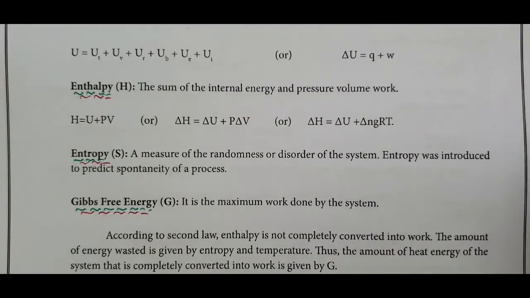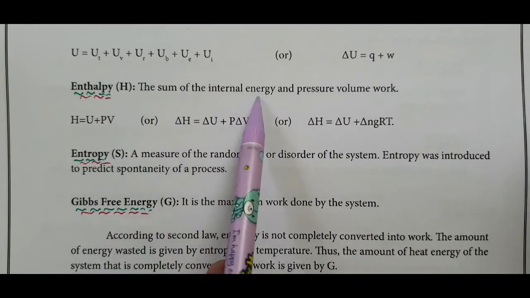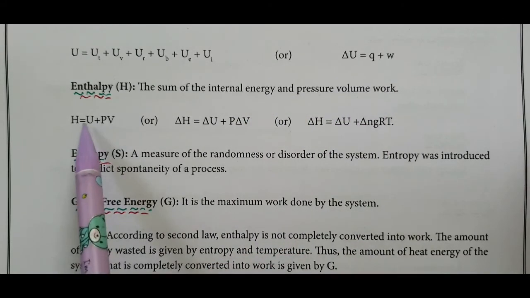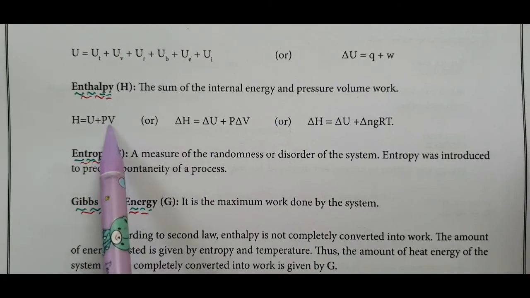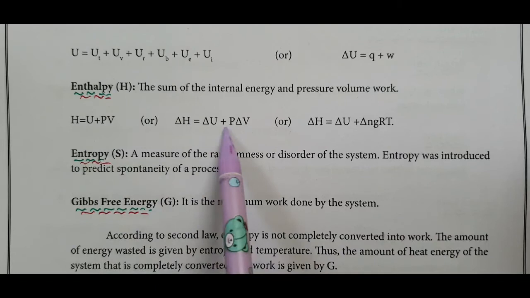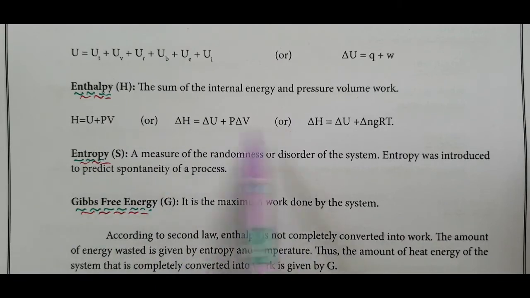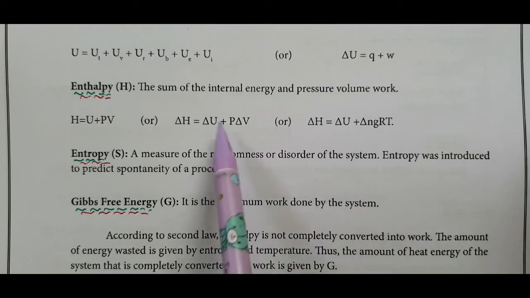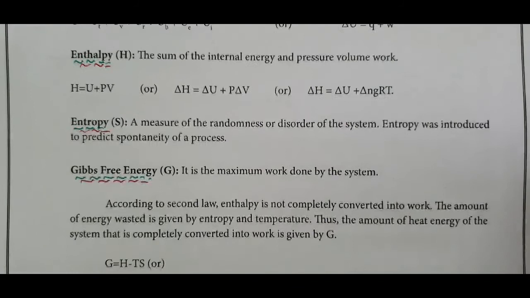Enthalpy H. The sum of internal energy and pressure volume work is called enthalpy, or delta H equal to delta U plus P into delta V, or delta H equal to delta U plus delta n_g RT, where P into delta V equal to delta n_g RT. Entropy: a measure of randomness or disorder of the system is called entropy.